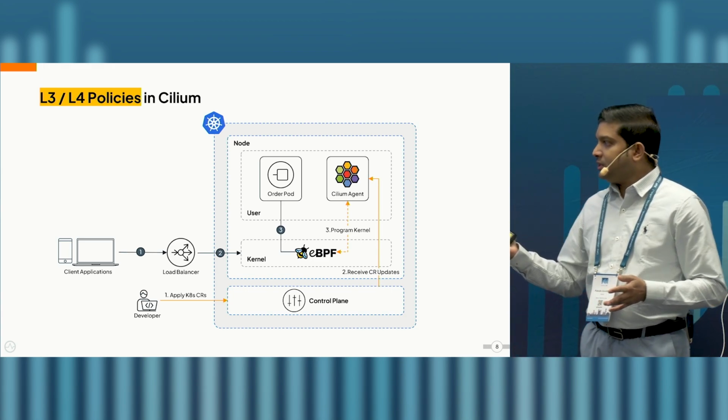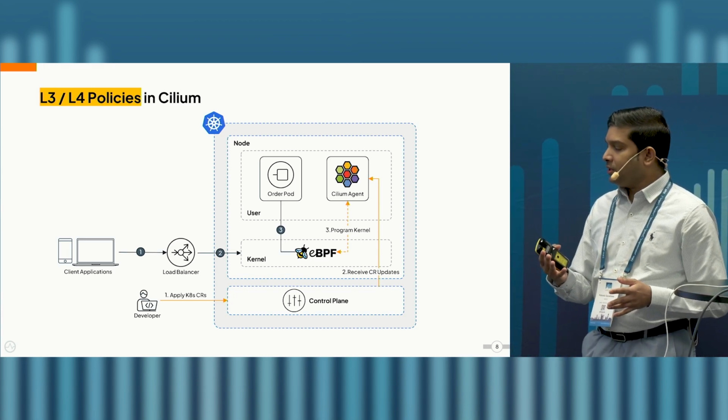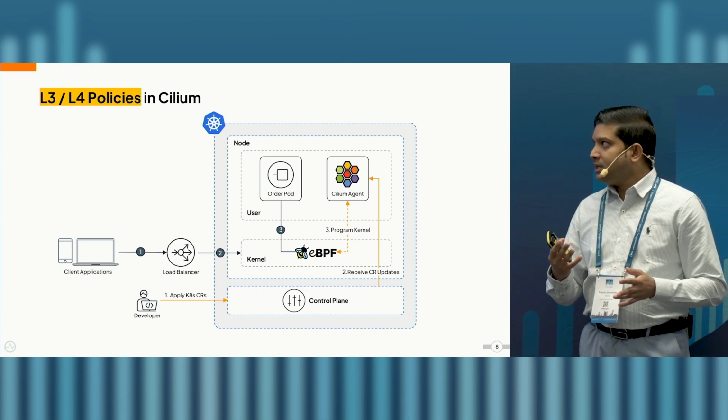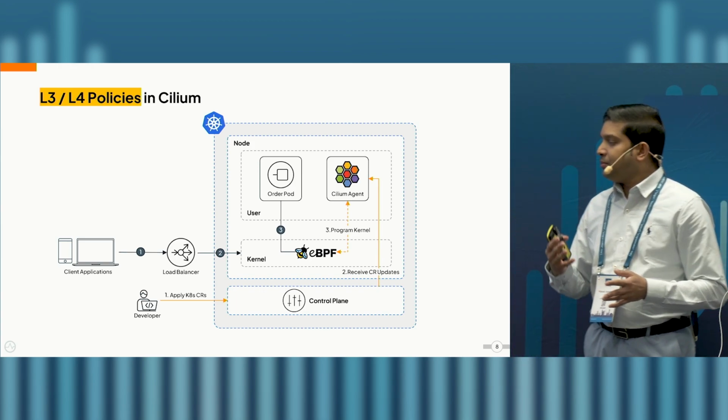Here the developers are mainly using Kubernetes custom resources as Cilium network policies, and the Cilium agent receives these updates and programs the kernel. So when a request comes in, the kernel will check all these policies, and before the request reaches the order pod, it will enforce these policies. So this is about layer 3 and layer 4 policies.